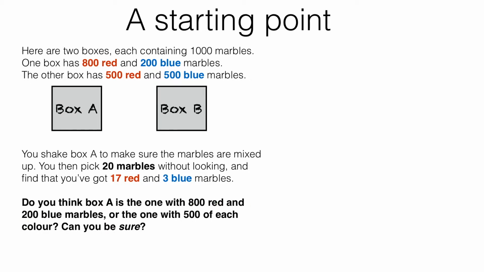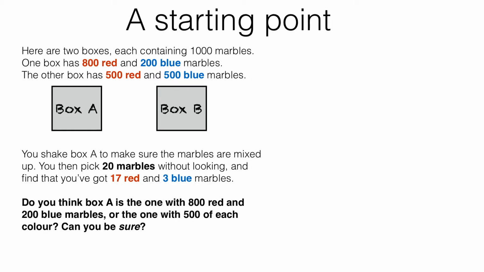Now, based on this information alone, do you think box A is the one with 800 red and 200 blue marbles, or is it the other box with 500 of each colour? Which one do you think it is? And can you be absolutely sure that it actually is the box you're thinking of?